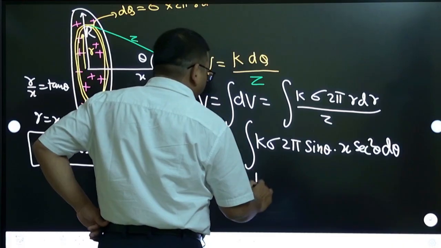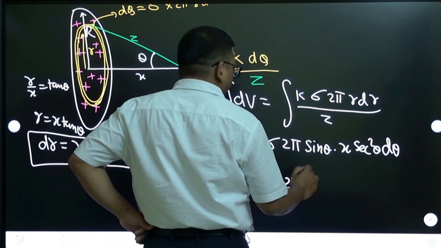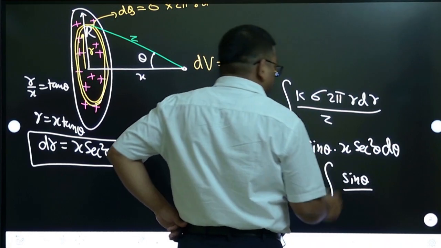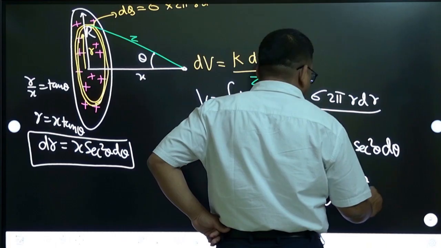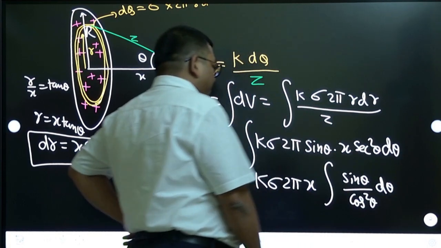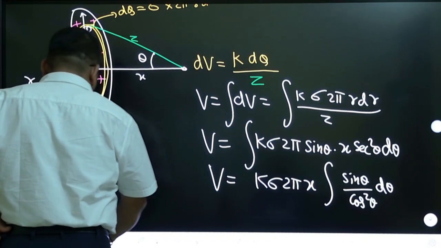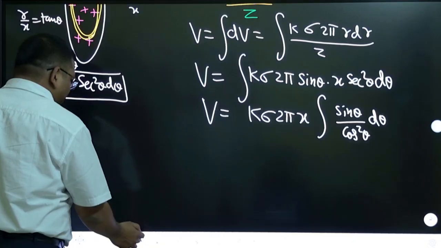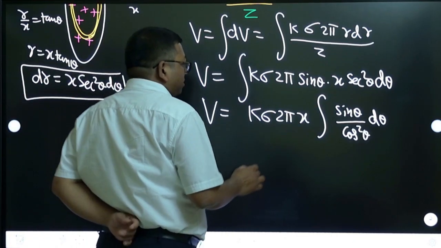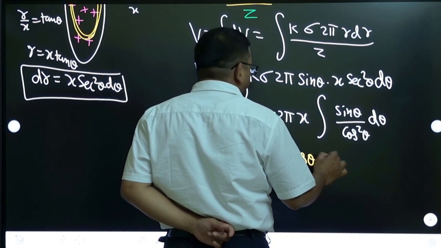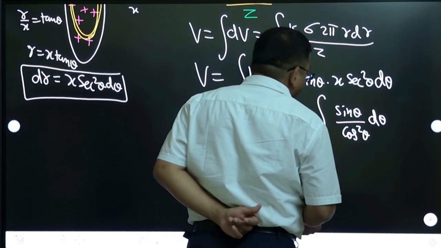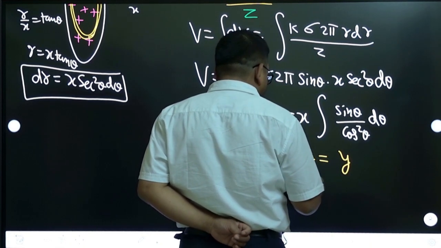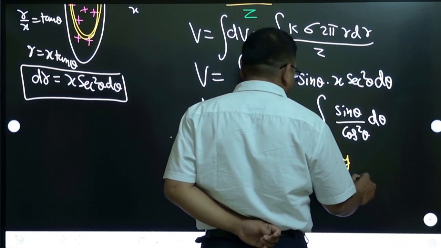So net potential will be: take out the constant term k sigma 2 pi. x is also constant. Now you have to do, this is sine theta, and secant square can be written as cos square in the denominator. Okay. Now what? We need to do substitution. Without that, you cannot solve. Integration by substitution you have to do. So let us say cos theta I am going to put as some variable, let us put as y. So differentiation of cos theta is minus sine theta d theta, that will become dy.